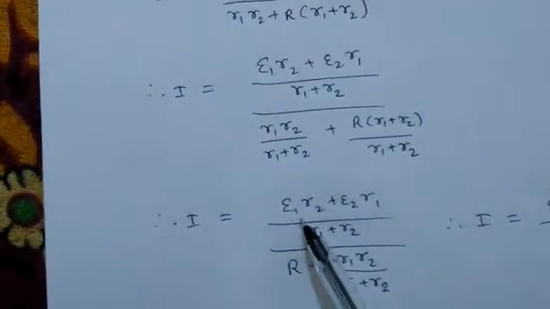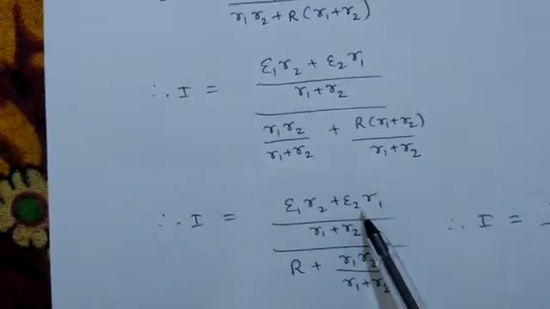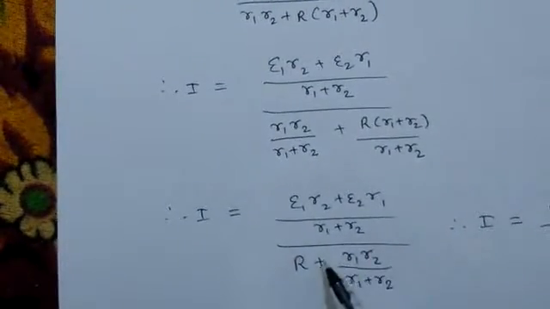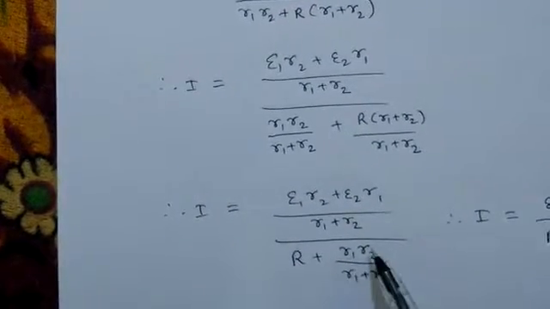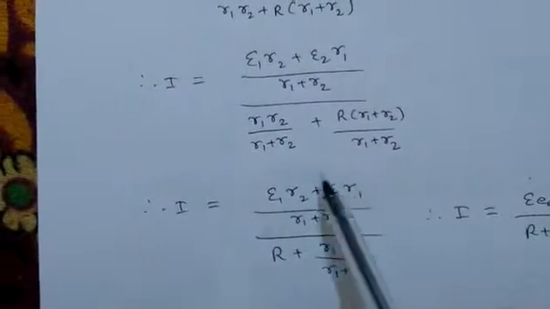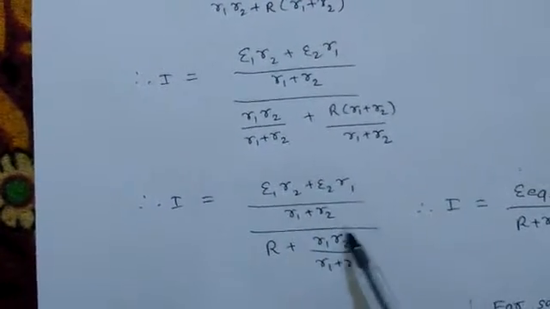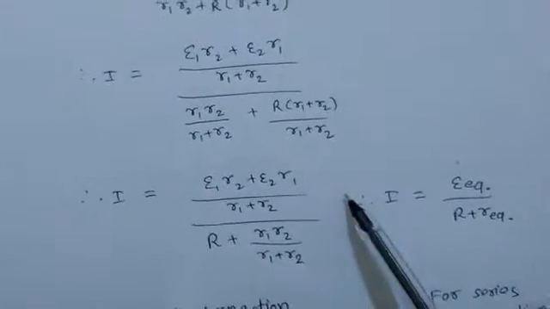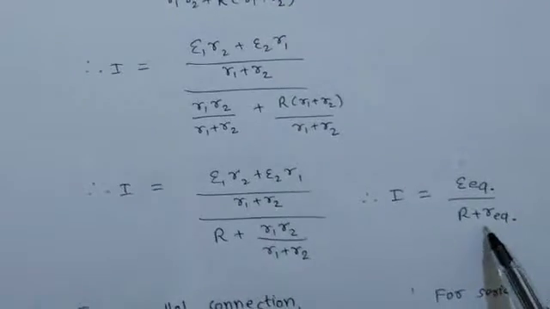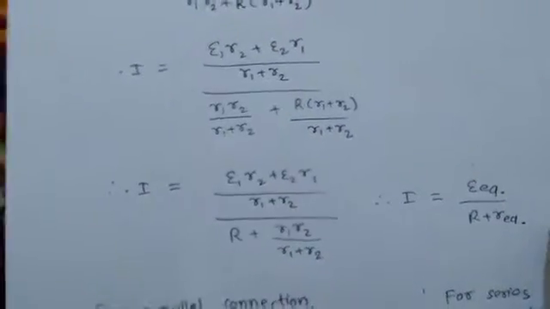So we can say that our equation for the current has been reduced to I is equal to (epsilon 1 r2 plus epsilon 2 r1) upon (r1 plus r2), upon, we are considering capital R first, so capital R plus r1 r2 upon r1 plus r2. We are going to consider this as epsilon equivalent and this as r equivalent. So we will reduce to the equation I is equal to epsilon equivalent upon capital R plus r equivalent.